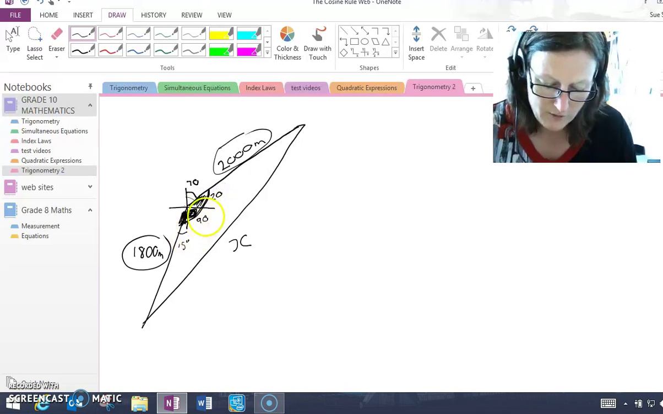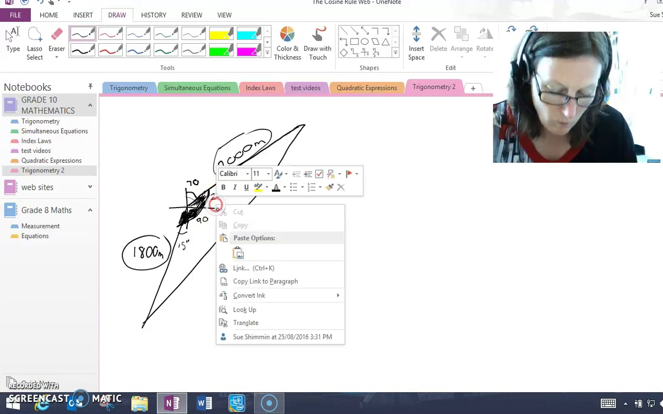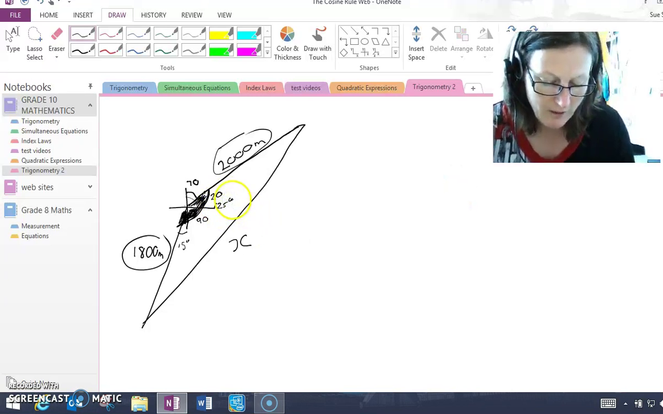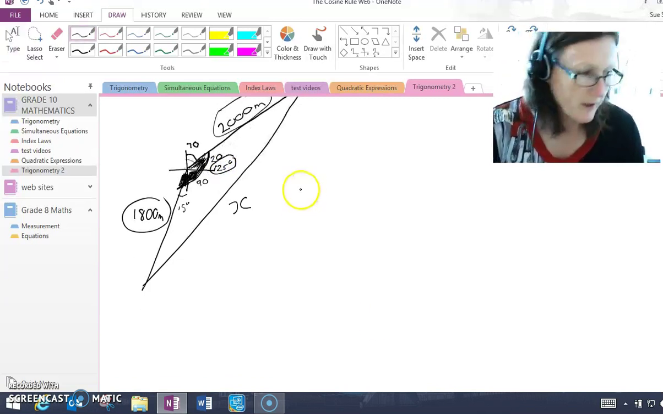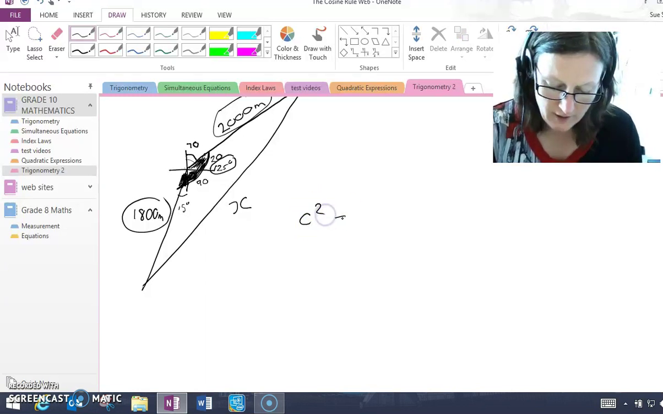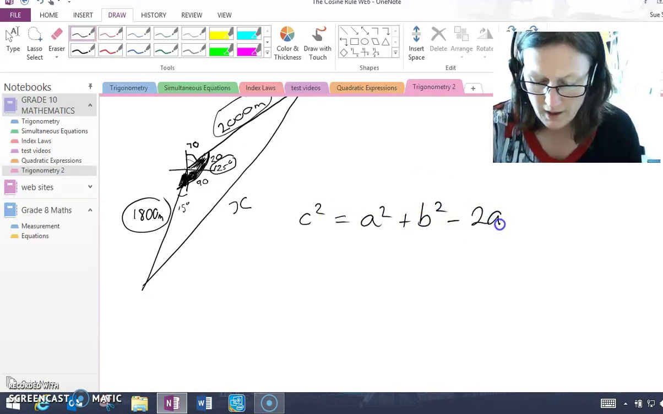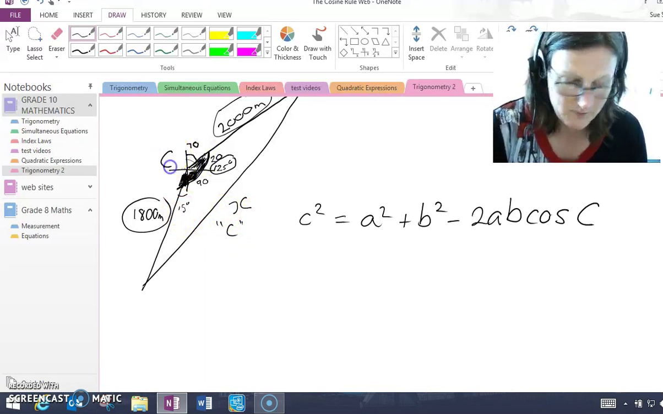So if we add those three up, those three angles total an angle of 125 degrees. So we now have two sides and the included angle. So we can write our rule. C squared equals A squared plus B squared minus 2AB cos C. That's if we call this side the C. And then that's the angle C.